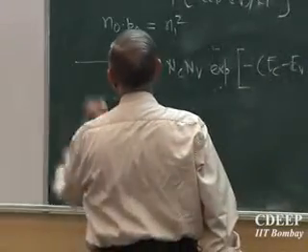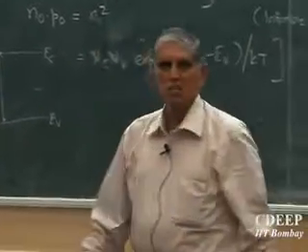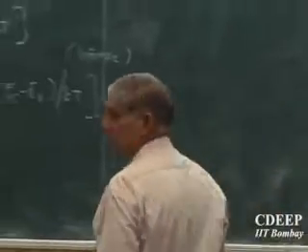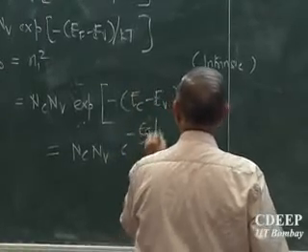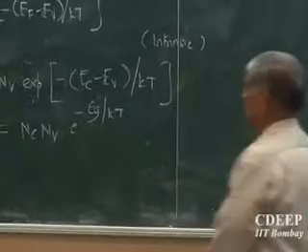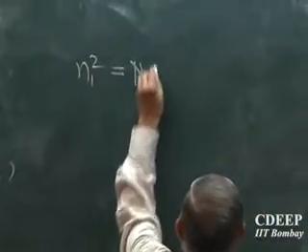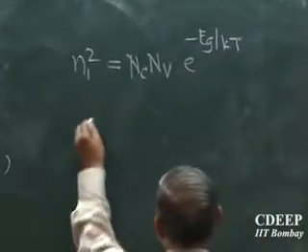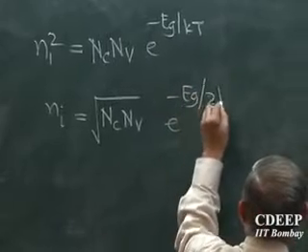If you see your band gap, this is your conduction band and this is your valence band. This energy gap between the conduction band and valence band, where no state exists, has a value Eg, which is essentially Ec minus Ev. So that becomes Nc Nv e to the power minus Eg by KT. So now I am interested in this equation. I say Ni square is Nc Nv e to the power minus Eg by KT, or Ni is the square root of Nc Nv times e to the power minus Eg by 2KT.